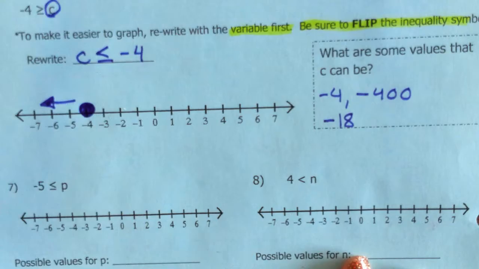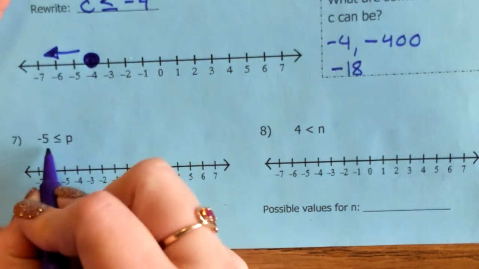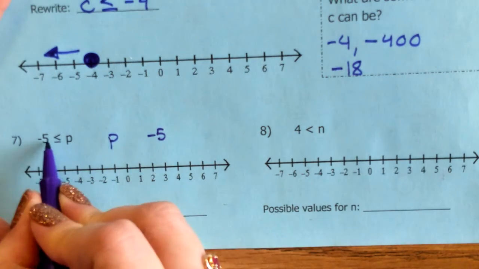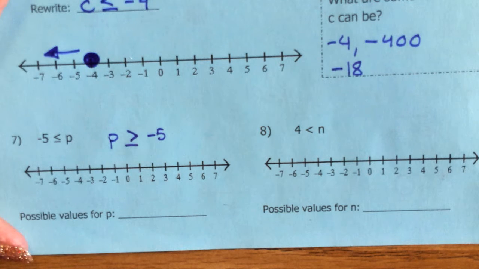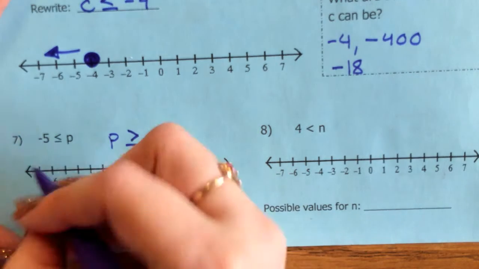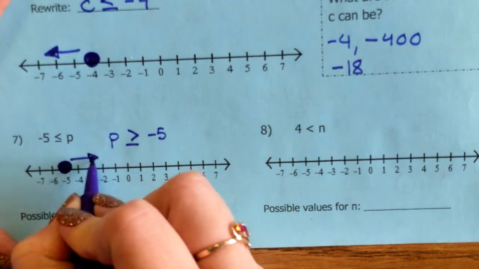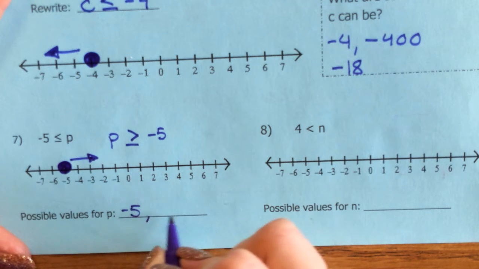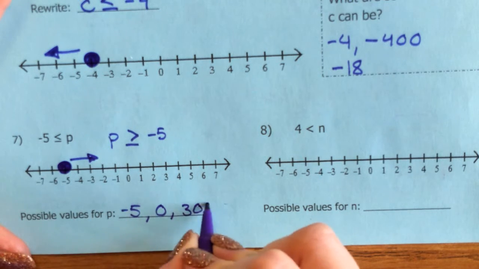So let's look at these next two where we also have to flip. So I'm going to rewrite this. So I write P first, -5 second. I was pointing towards the -5. I continue to point towards the -5. Okay. I've got a closed circle on -5 going to the right. Possible answers: -5, 0, 300.